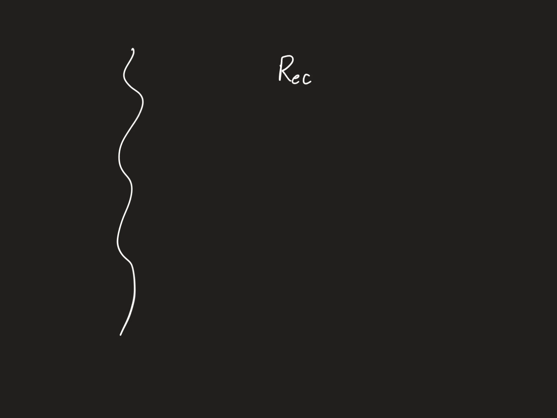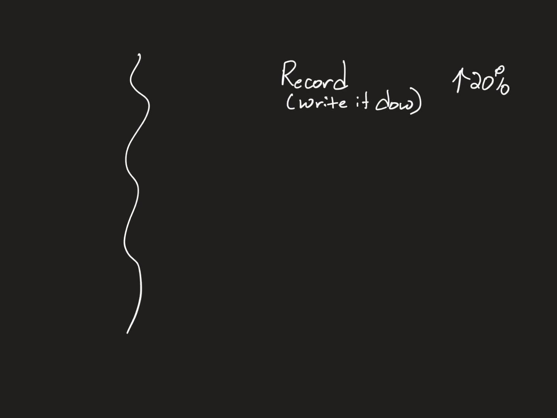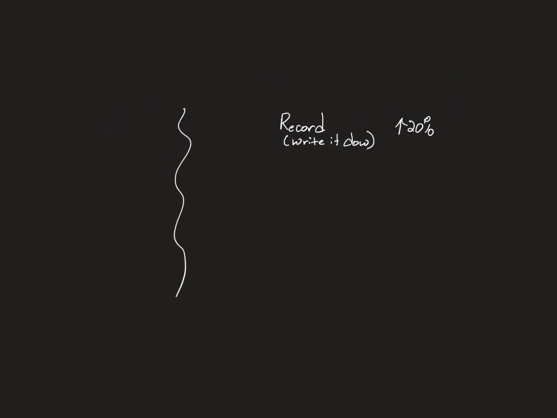What do I mean by record? That's right. Write it down. Just by writing things down, you improve by 20%. 20% improvement just by writing it down. If all you did was listen and write it down, you'd score a 20 on a test. That's great, right? 20% on a test? No, not great. But that's 20% of your goal just by listening and writing it down.